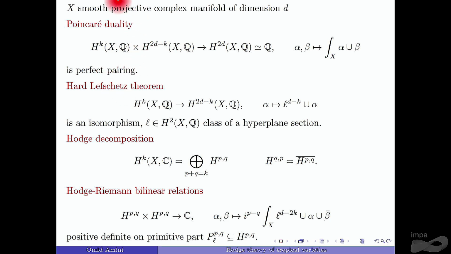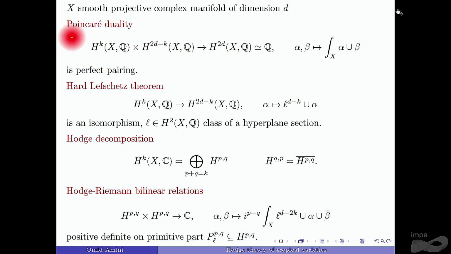First of all, because X is smooth, you have Poincaré duality. This Poincaré duality is between the kth cohomology group of X and the (2D minus k)th cohomology group, where the real dimension is 2D. The cup product gives you an element of H^2D, and if you integrate the form over X, you get a number. And Poincaré duality tells you that this is a perfect pairing.